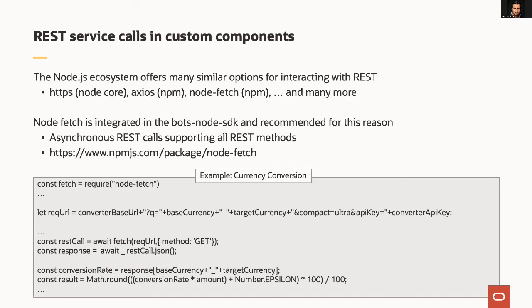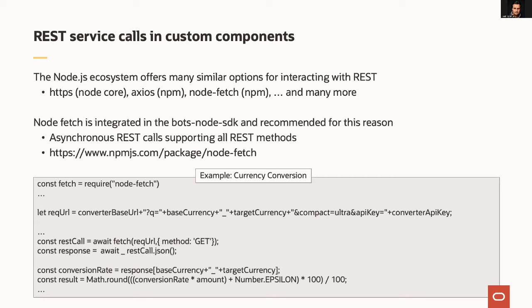You can look up the node fetch documentation and it works one-to-one within Oracle Visual Assistant. However, if your favorite REST module is Axios or something else, feel free to install it and use it instead. But the recommendation is just also for the sake of consistency, because you could use node fetch with custom components, and as we'll later see with entity event handler as well, our recommendation is to use node fetch.